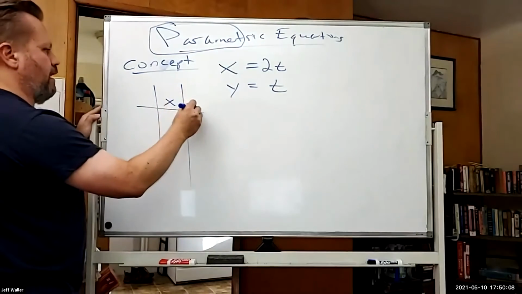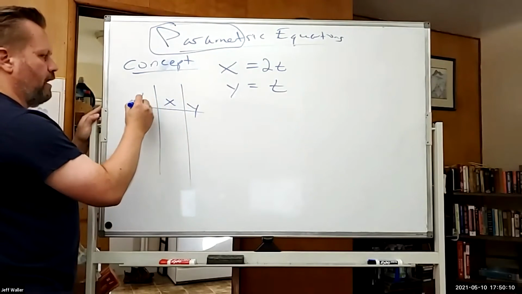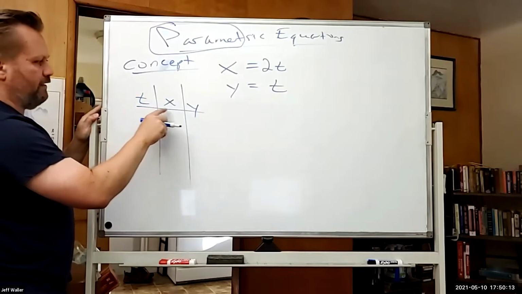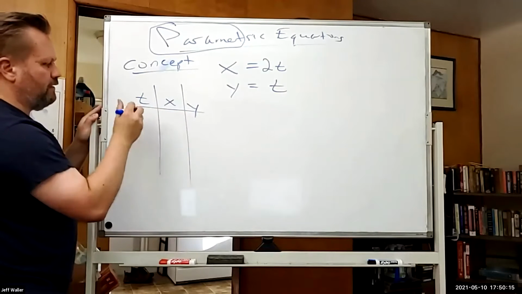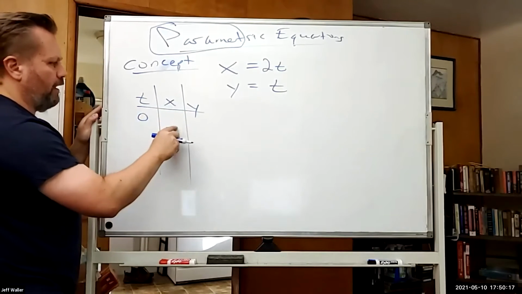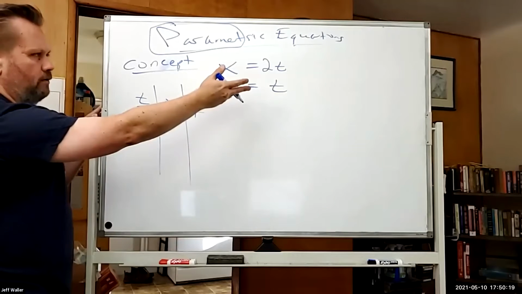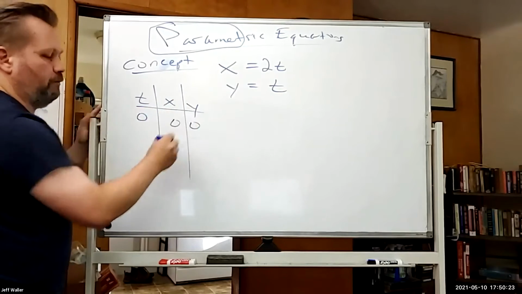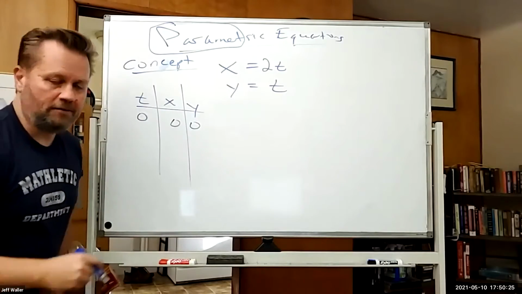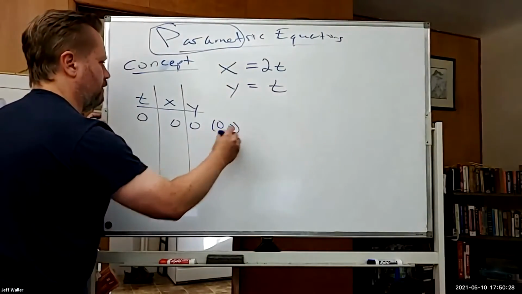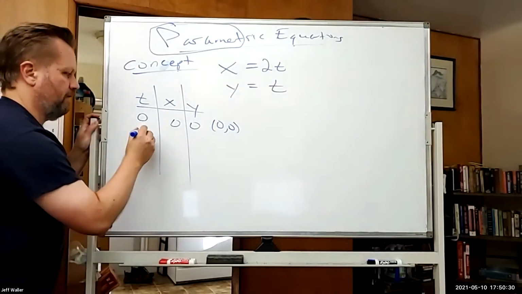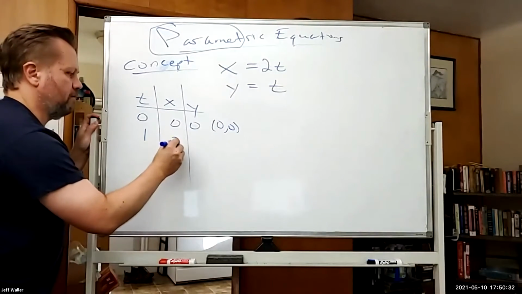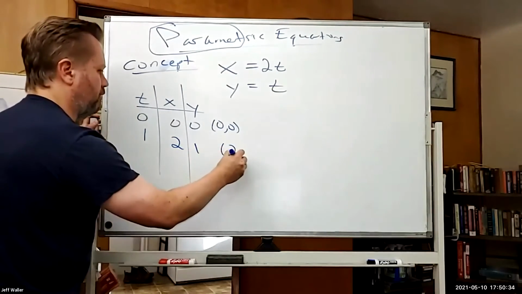So to make XY points, I actually need a TXY table. If T is 0, X and Y, of course, are 0, 0. Is everybody with me? So at time 0, this is at 0, 0. When T is 1, this is 2, 1. So it's at the point 2, 1.